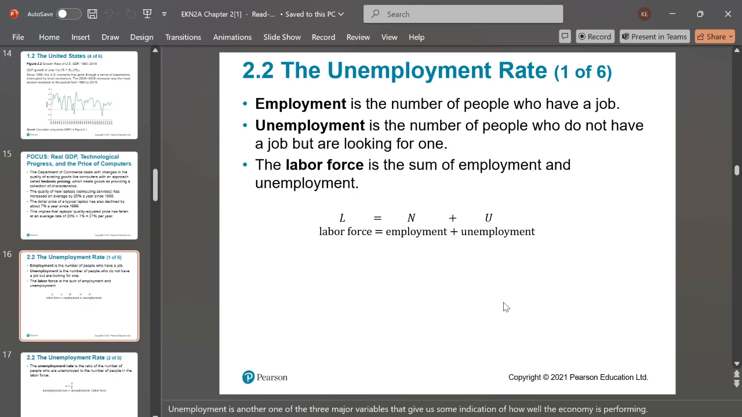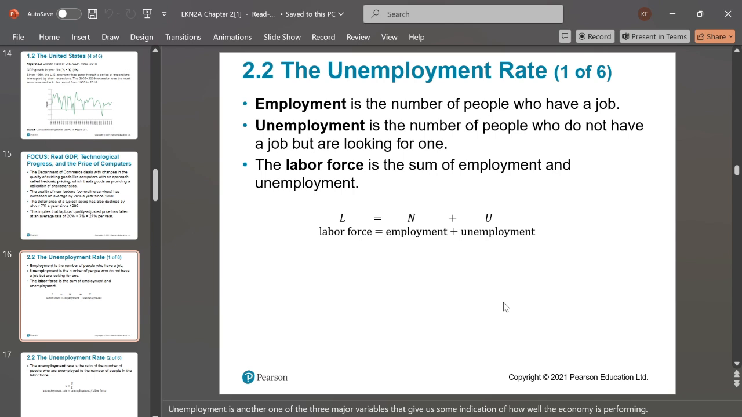Good day, students. Today we'll be doing unemployment rate, continuing the slides from chapter 2. If you recall, in the previous lesson, we said that unemployment rate is basically us measuring the number of people, in total, to the total working force that are unemployed.